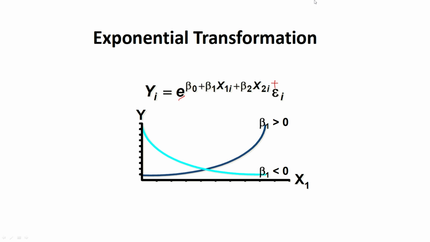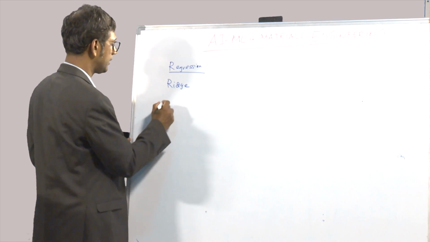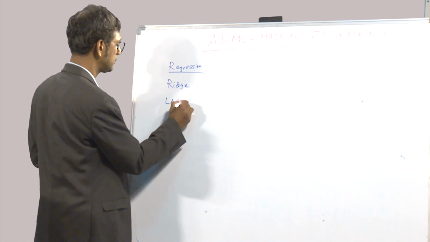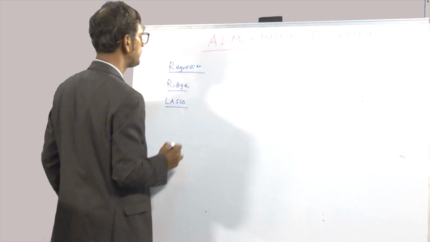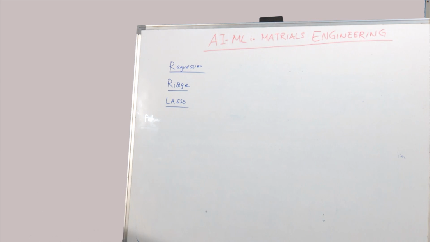Basically, when you have overfitting of data, then only these two regression methods are used. So we will discuss separately about that. One is called ridge, the other is called lasso. These are very important. It is useful when your goal is to minimize the impact of less important features.